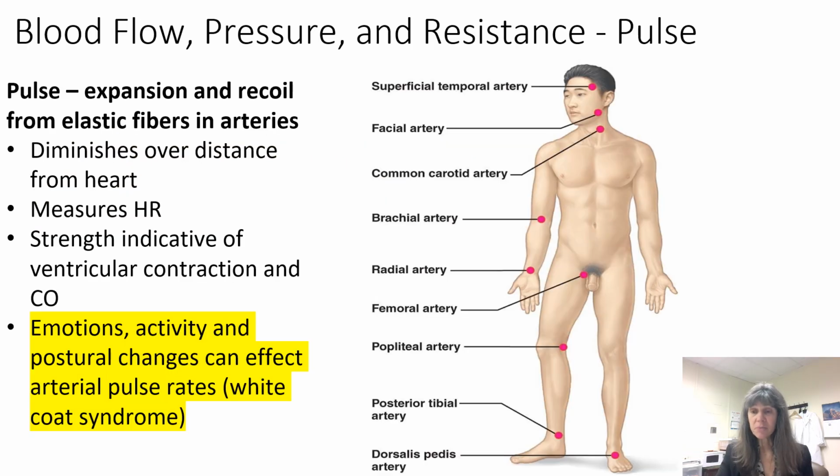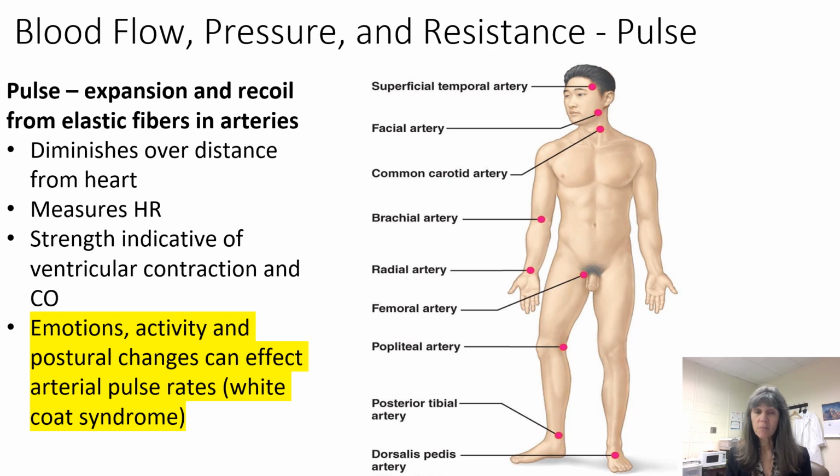If someone is to measure a pulse, usually the radial artery is what's used to feel for the expansion and recoil of that artery due to the elastic fibers within it. And even though the feeling of a pulse can diminish as we get farther away from the heart, the rate remains the same. So this is how we measure heart rate.